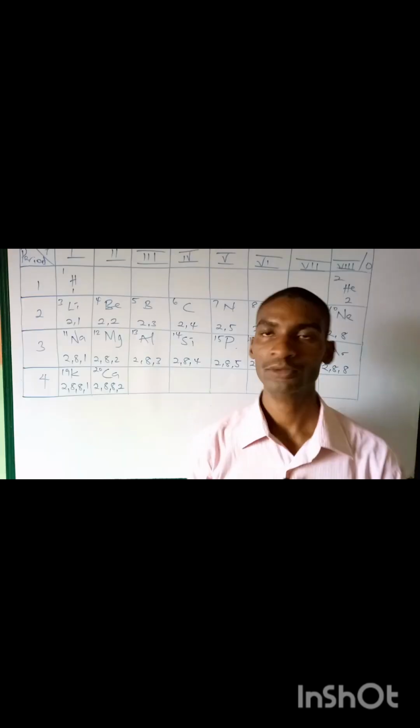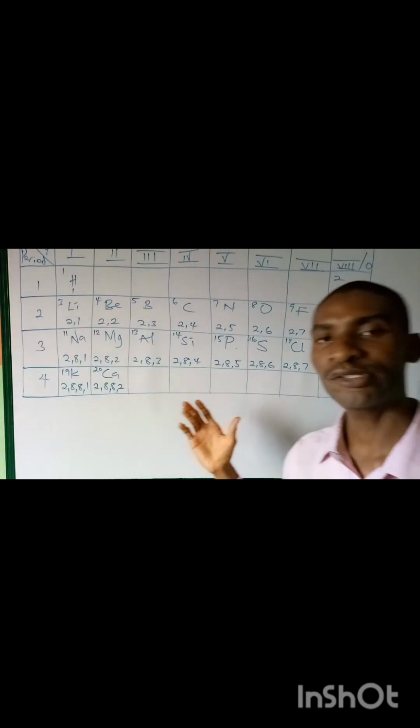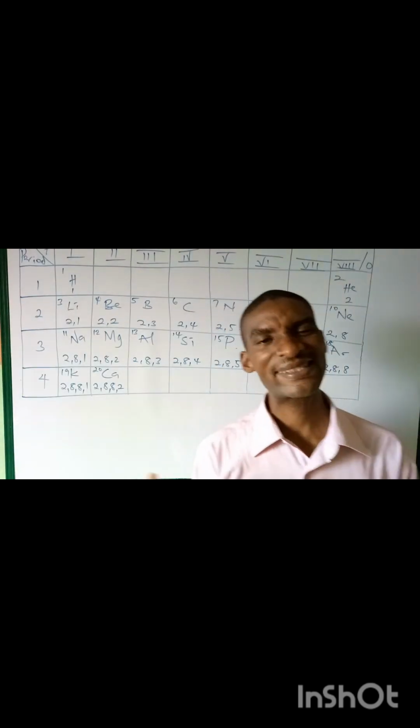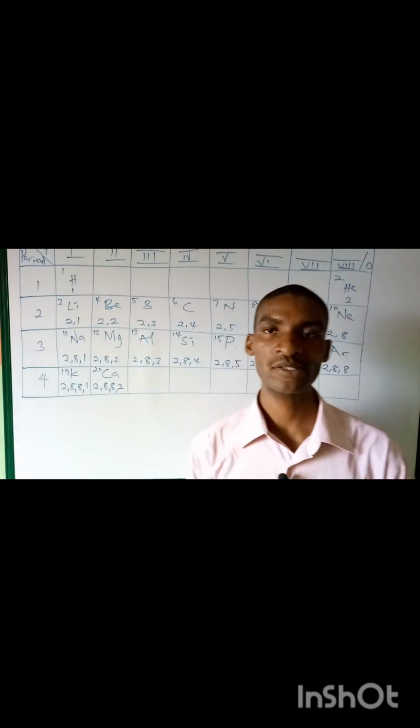So I'm going to be using the representative table, which is showing the first 20 elements. I will use that to explain the periodic table to you. And if you understand that, then you can just transfer that knowledge to the complete periodic table. All right, so come with me. Behind me is the representative of the periodic table.